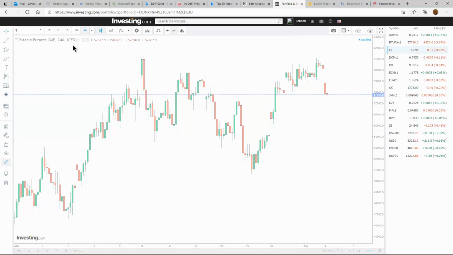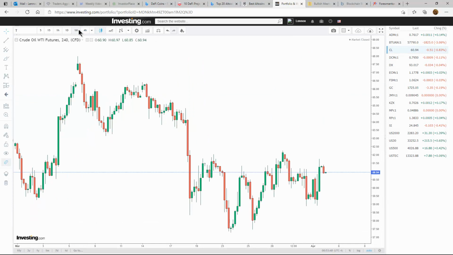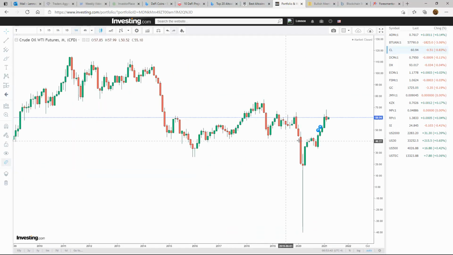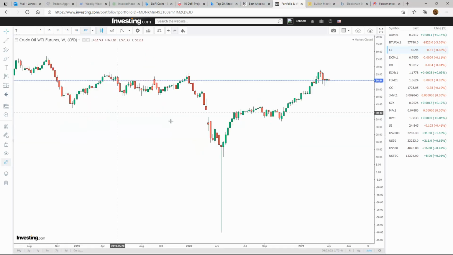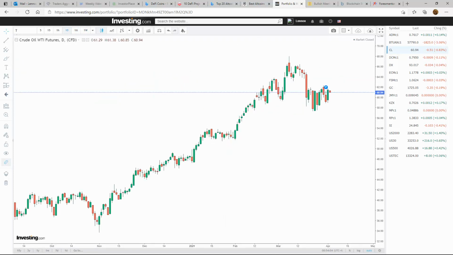Crude oil. Go to the monthly on crude oil. So crude oil has had quite the move. Now we had a little bit of rejection because we were right at resistance. Okay, so that's on the monthly. Dropping to the weekly time frame. You can see that we had a little bit of a pullback. We're still right in that resistance area, and we could see further moves to the upside possible.